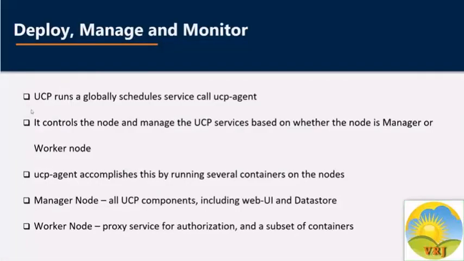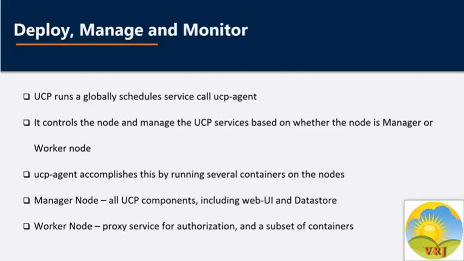When we deploy UCP, it starts running a globally scheduled service called UCP-agent. This service monitors the node where it's running and starts and stops UCP services based on whether the node is a manager or a worker node. The UCP-agent accomplishes this by deploying several containers on the node. Now let's check the containers running on the manager and worker nodes.